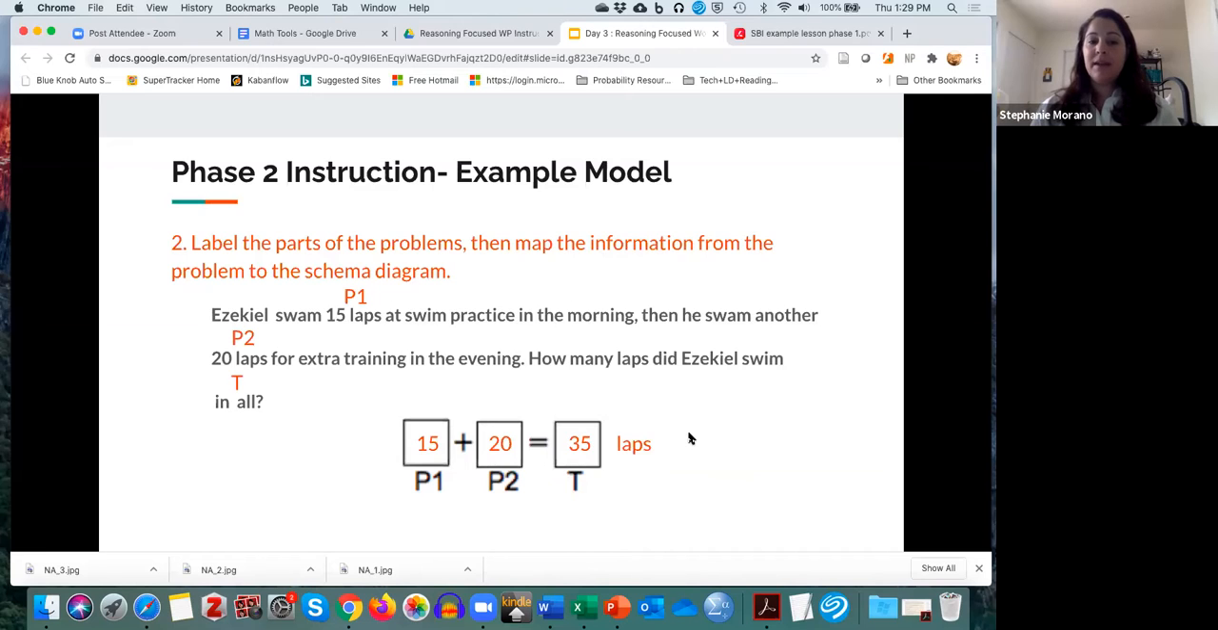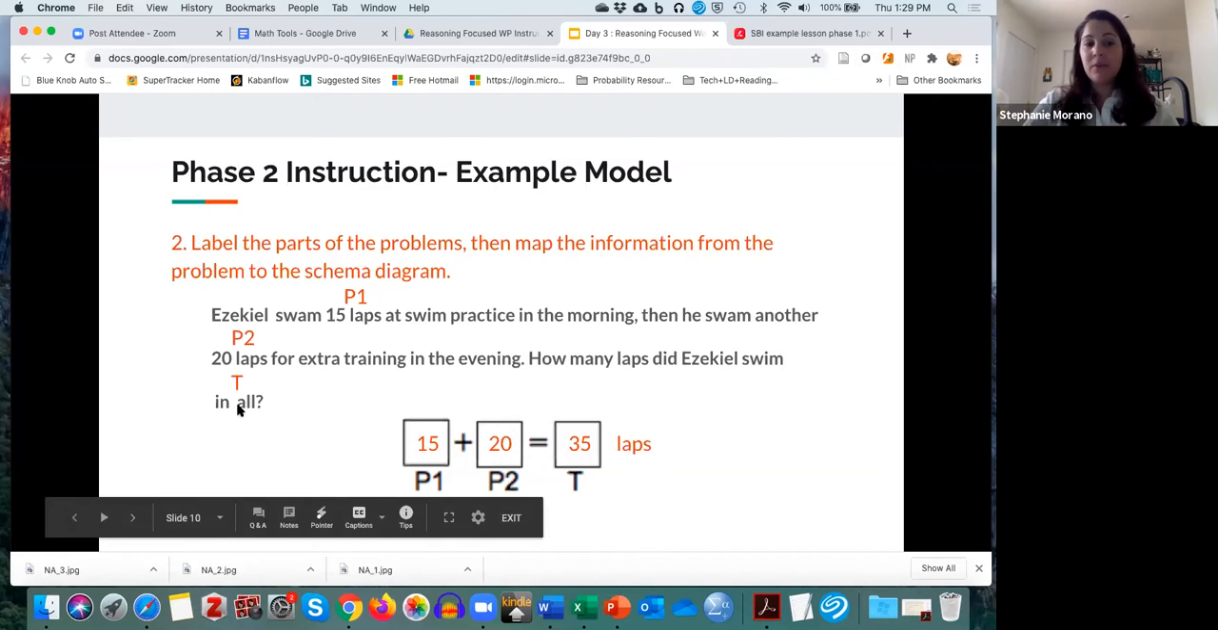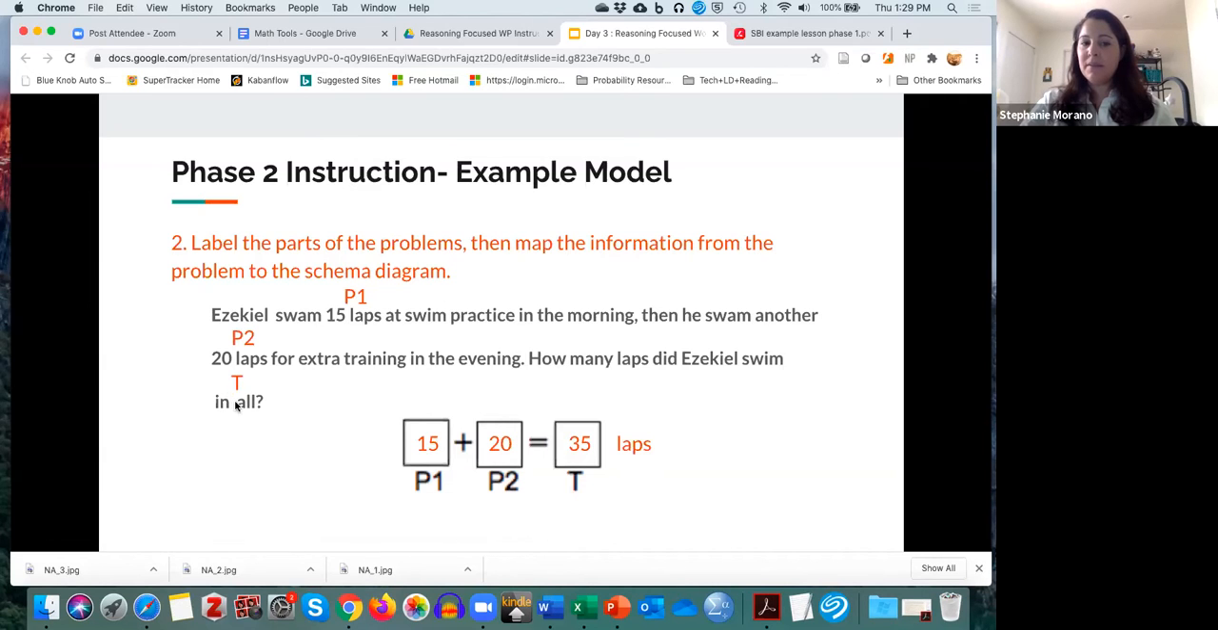The total is the number of laps Ezekiel swam all together. So we don't know how many that is. That's what we're going to solve for. But we're going to label that, how many laps did Ezekiel swim in all, as our total. And this should be a question mark or a T. This is a little mistake on the slide that this is already filled in. But you could use the T or a question mark here to represent the missing total from the problem.